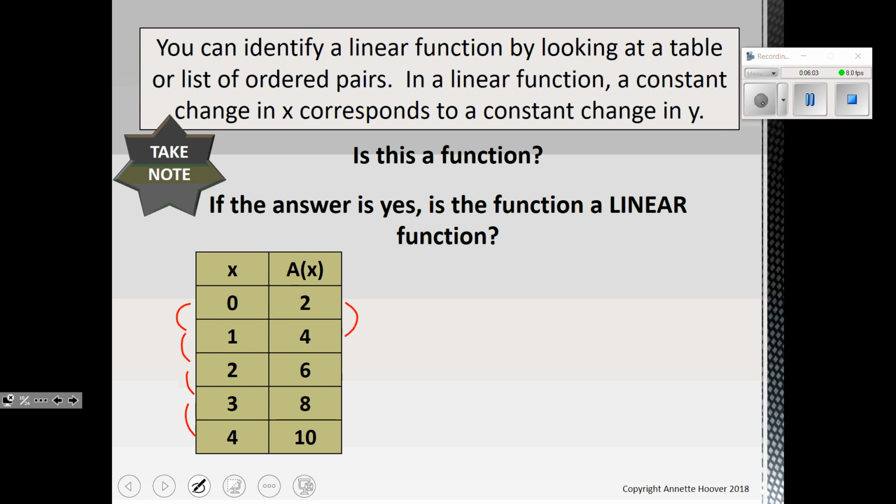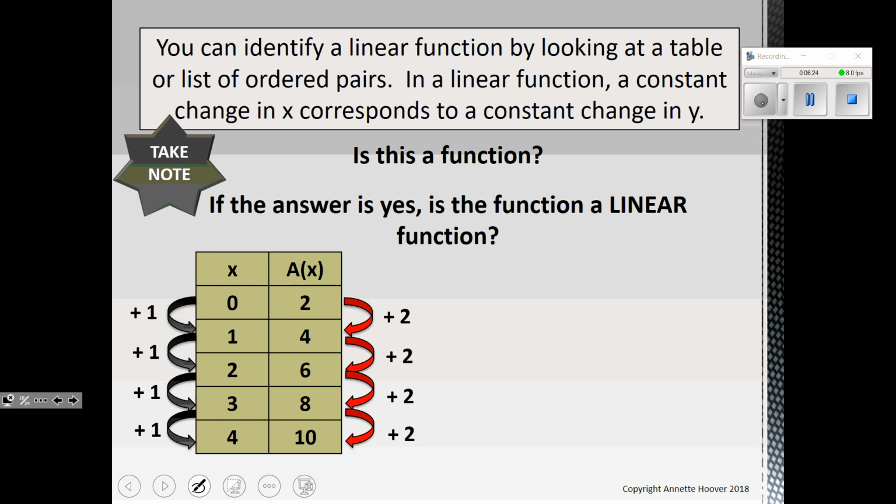To go from 2 to 4, you add 2. 4 to 6, you add 2. 6 to 8, you add 2. And 8 to 10, you add 2. This is called a constant change. So there is a constant change in the x's and the y's, the domain and the range. So here's my animation. It is a linear function.